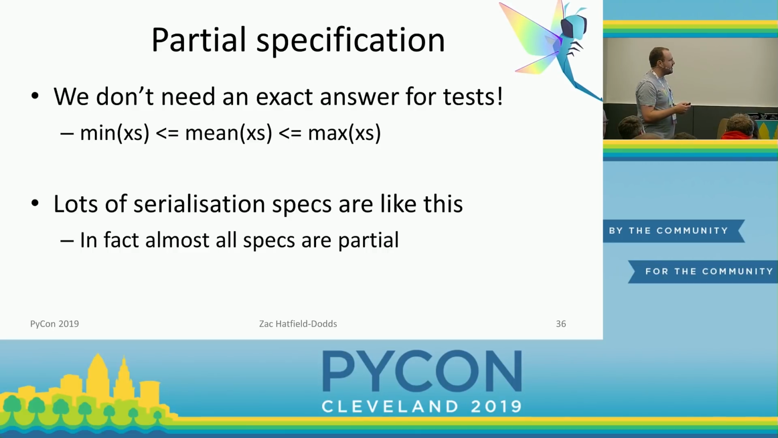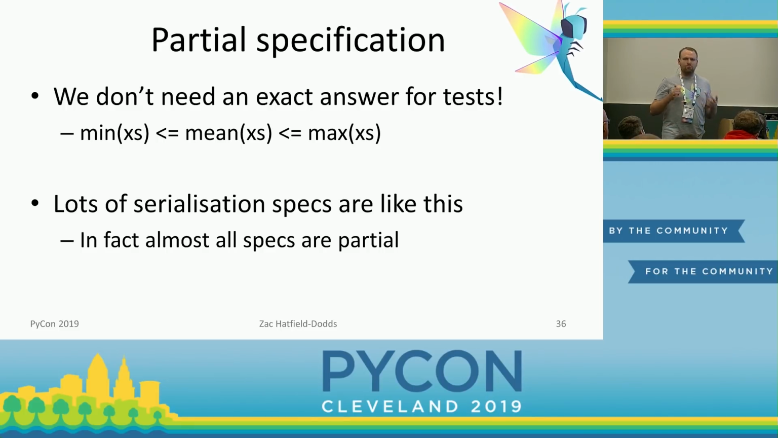Partial specification can be super useful where you don't actually care about the exact answer, you just care about detecting things which are obviously wrong in some way. For example, if you take the mean of a list of numbers, it should always be at least the minimum of that list. This makes sense, right? If your mean is less than the minimum or greater than the maximum, you have some issues, even if you don't know what the correct mean is. And there are a lot of those. Serialization, where you dump something to JSON, then read it back in and check that they're the same thing. Those are technically partial as well.